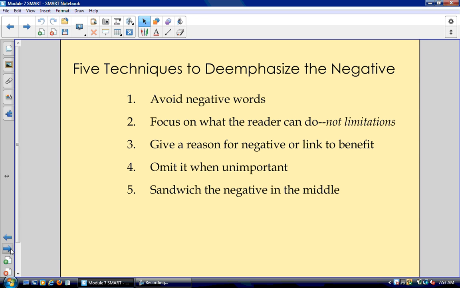That relates to negatives as well. We want to just not focus on negativity if we don't have to. If it's truly trivial or unimportant, we can omit the negative. We also want to just, again, help de-emphasize the negative and focus people's attention on the positive aspects and the good relationships we have with them. We can sandwich the negative in the middle in order to achieve that purpose.